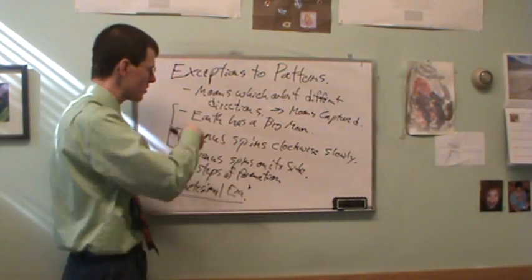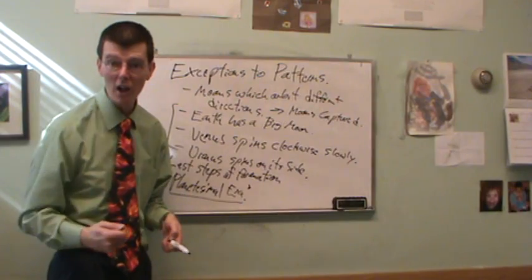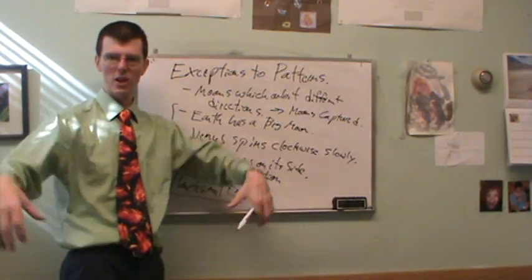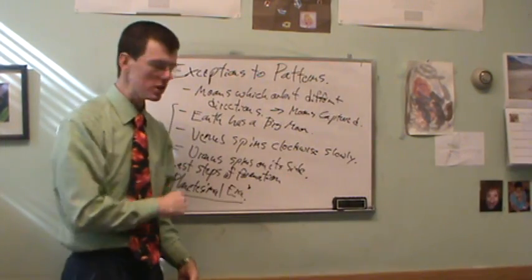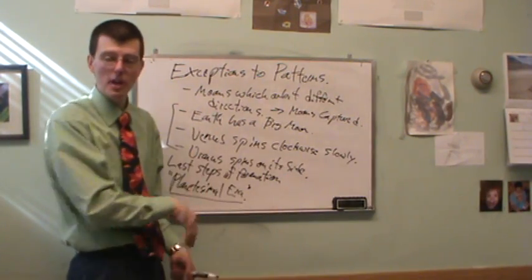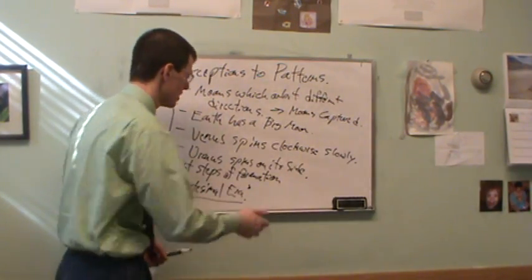So these exceptions to the pattern tend to be accounted for very well by the existence of a planetesimal era, the last little bits of formation where big things are smashing into each other. And this would stir things up a little bit. And so you get a few of these exceptions here.